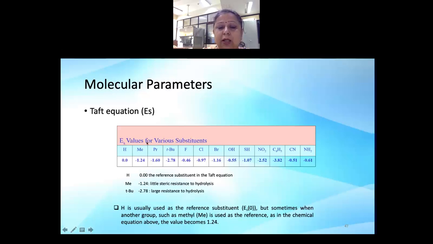This Es parameter has different values. H is usually the reference substituent, but sometimes when another group is used as reference, the value would be considered 1.24. Then at the methyl position, if we replace it by propyl, tertiary butyl or chloro, the compound will change and its activity will change. With the development of a QSAR model, or what we call a QSAR equation, you can predict the activity of different substituents.